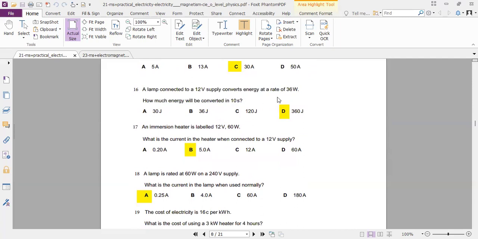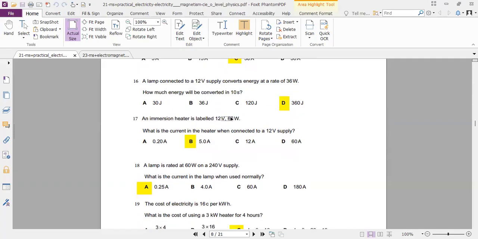Energy converted in 10 seconds. Multiply the power with time and that should give you the energy. So 36 times 10, 360. The heater is labeled this much. What is the current? So 60 watt divided by 12 should give you the current, that is 5.